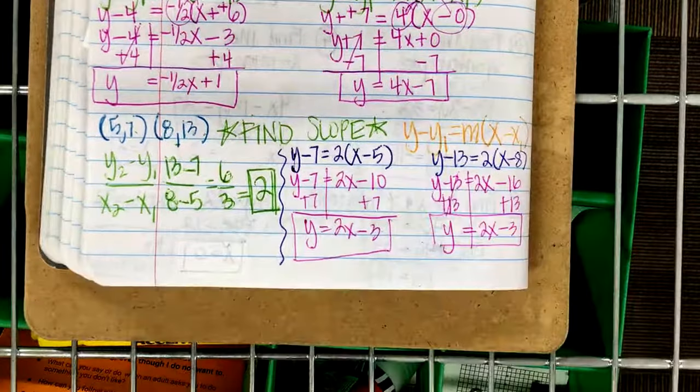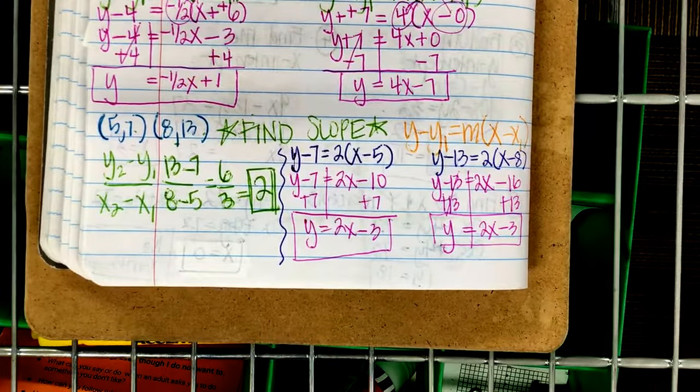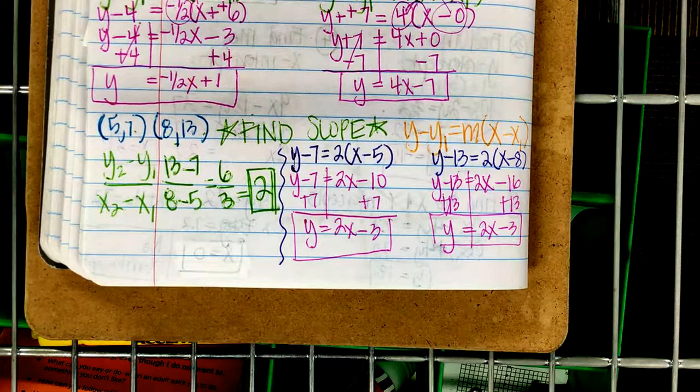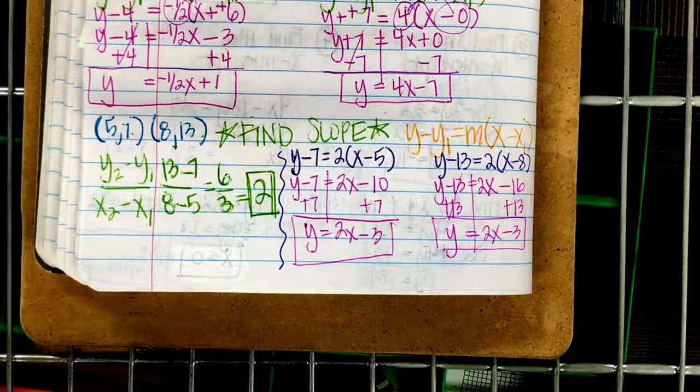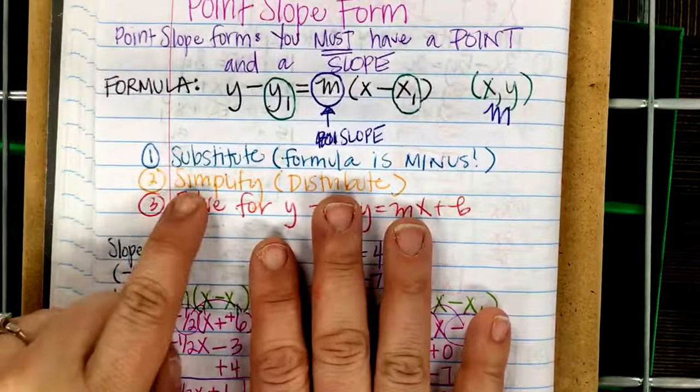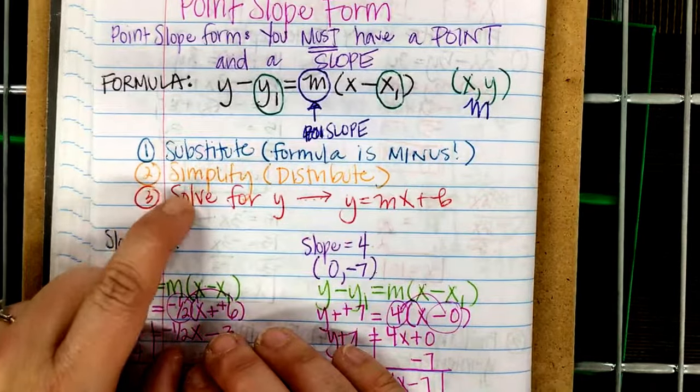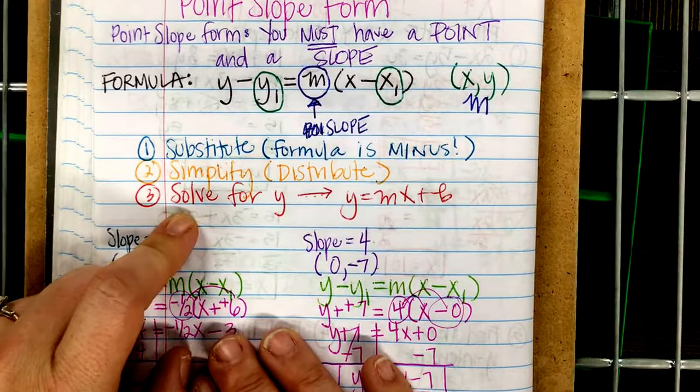Does it matter which ordered pair you pick? Does not matter. Point, slope, form. Substitute, simplify, solve for y. Deal?